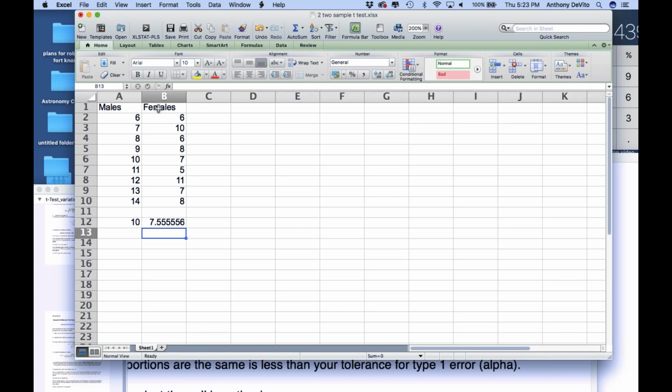So now my null hypothesis is: does the true mean for males equal the true mean for females? My null hypothesis is that they're equal, mu for males equals mu for females. My alternative hypothesis is that the two means are not equal to one another. So how would I actually go ahead and solve this?